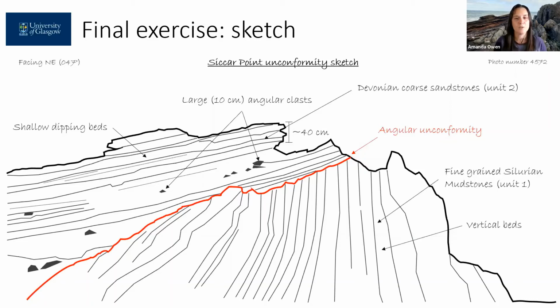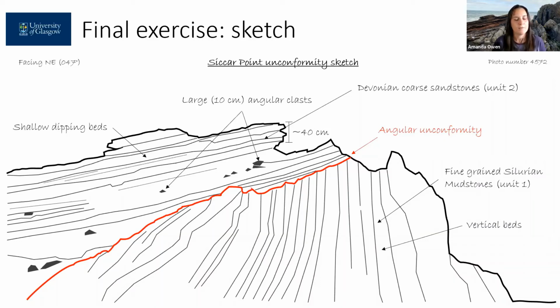So what I would like you to do for your final exercise is to go back to the workbook and draw a geological sketch of Siccar Point. I've provided a photograph where I would like you to draw, but also please do use the Gigapan imagery and the 3D Sketchfab outcrop model to help you fill in that detail that you can't get from a photograph alone.